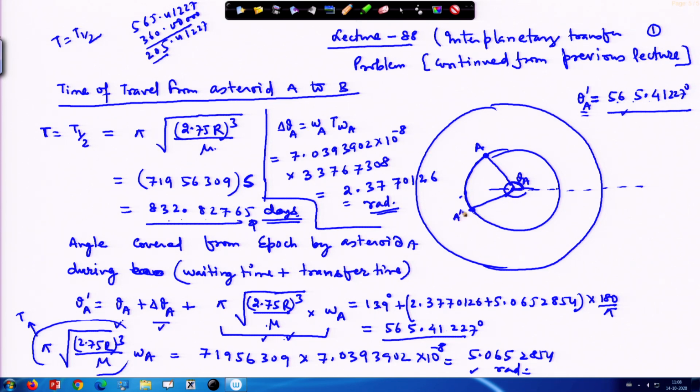So, this point we show this as A triple prime, and this I will remove because this is not required now. Theta A is not required. What we are concerned about? The new position. So, this is the new position.